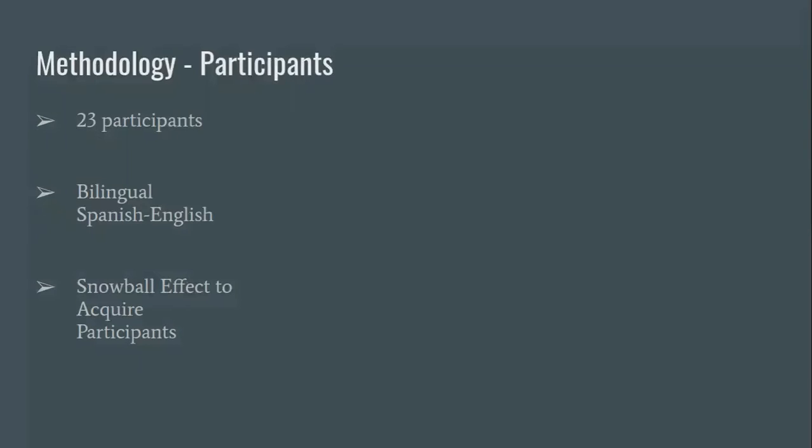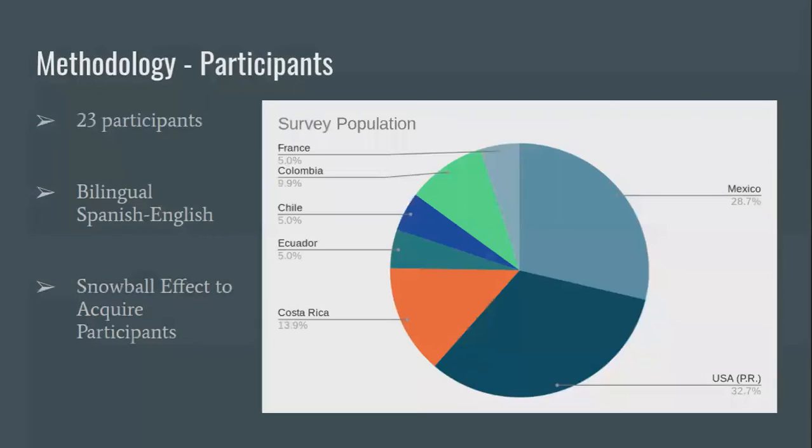My focus on this project was to expound on previous research and expand the field of study into the Spanish language. Throughout my study, I was able to acquire 23 participants who spoke Spanish as a native language and spoke English. They had varying levels of experience both in aviation and Spanish, and represented countries such as France, Colombia, Chile, Ecuador, Costa Rica, the United States, including Puerto Rico, and Mexico. I was able to contact these participants using a snowball effect.